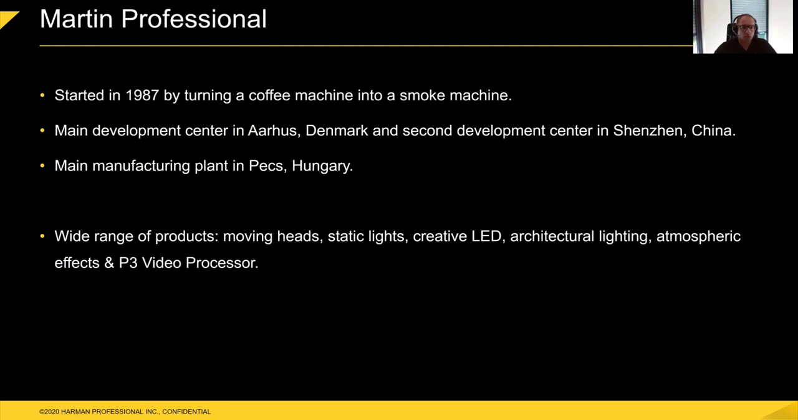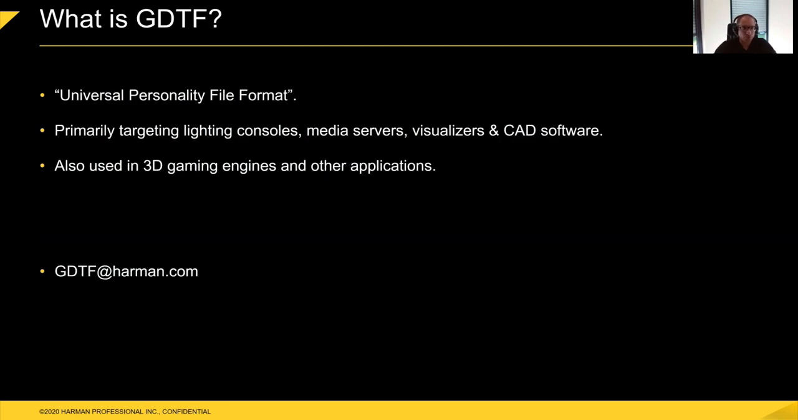And as most of you probably know, we make a wide variety of products going from moving heads, static lights, creative LED fixtures, but we also do architectural lighting, atmospheric effects such as smoke and haze machines, and also the Martin P3 video processor. So a very wide portfolio of products.